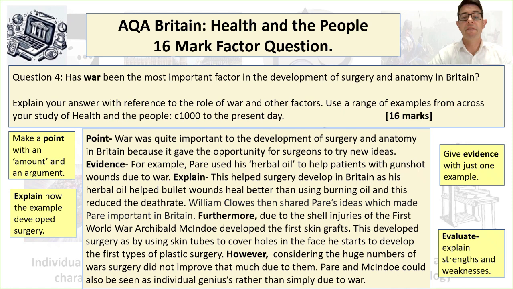Let's go to another idea. Furthermore, due to the shell injuries in the First World War, Archibald McIndoe developed the first skin grafting technology. So this developed surgery as by using skin tubes to cover holes in the face, he started to develop the first types of plastic surgery. So we got that impact. And we said in our planner, however, considering the huge numbers of wars, surgery did not improve that much due to them. Pare and McIndoe could also be seen as individual geniuses rather than simply due to war, as they have sort of invented new ideas, haven't they?